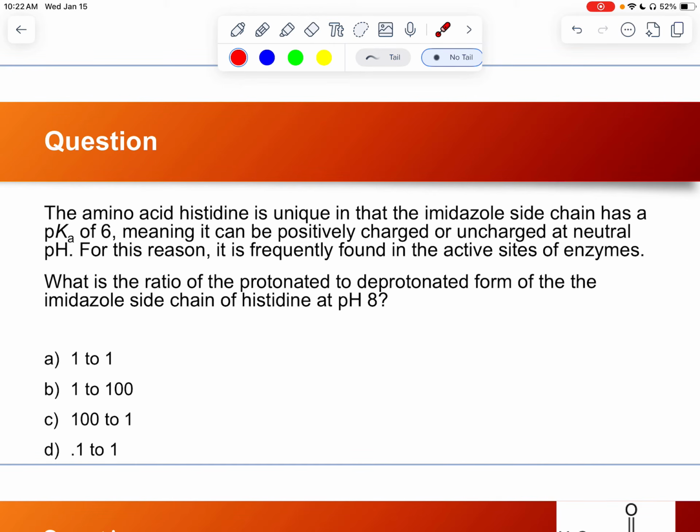Let's take a look at a few practice questions. Amino acid histidine, we said it was unique because that side chain had a pKa of 6. And for that reason, it's very commonly in active sites of enzymes because it can act as an acid or a base. And we want to know the ratio of protonated to deprotonated form of the side chain, histidine pH 8. I suggest with all of these questions as we go through the videos, you should already be able to do this if you think about it. So pause, try it on your own, and then unpause and see if you agree with my math.